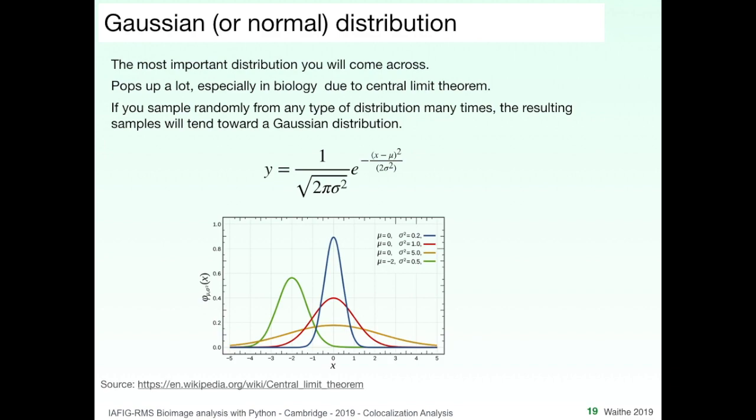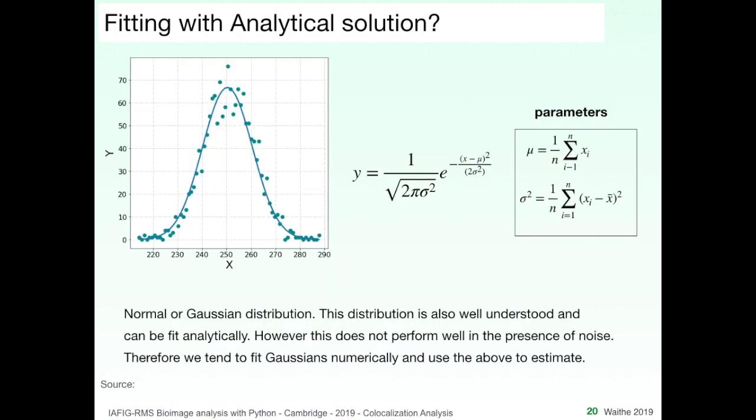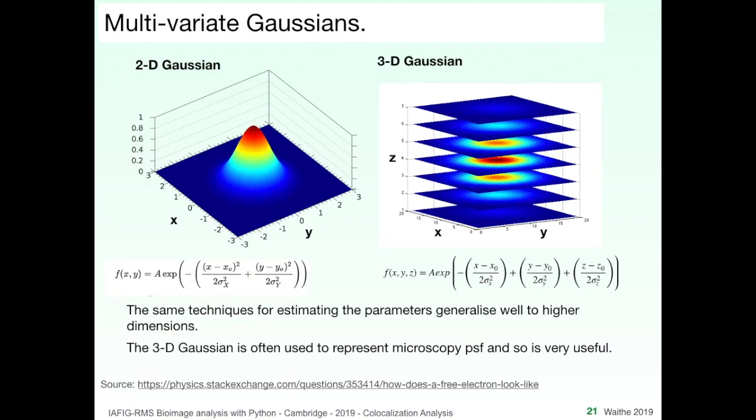Again, because this is a relatively simple distribution, we can try and fit it analytically, but just through the nature of the distribution and the fact we have these lobes at the sides, it doesn't work so well with noisy data. So rather than using the analytical parameters, we just use these to estimate where our Gaussian is, and then we use a numerical technique to actually fit the distribution, and we'll see this in the practical.